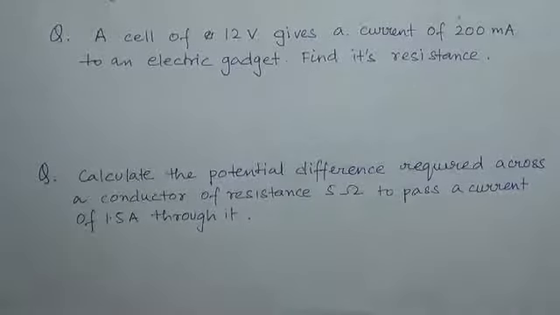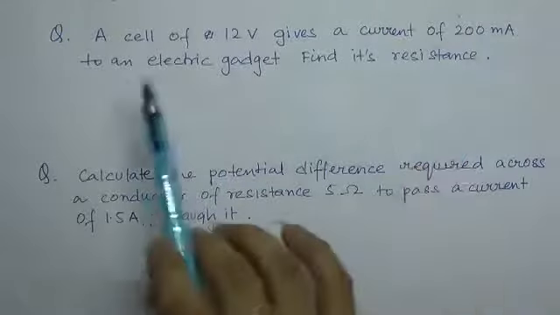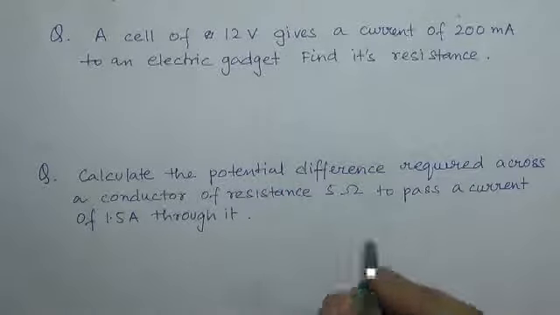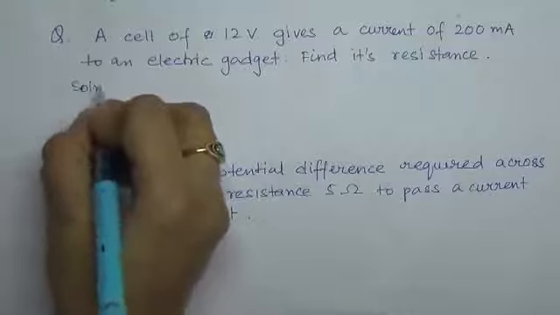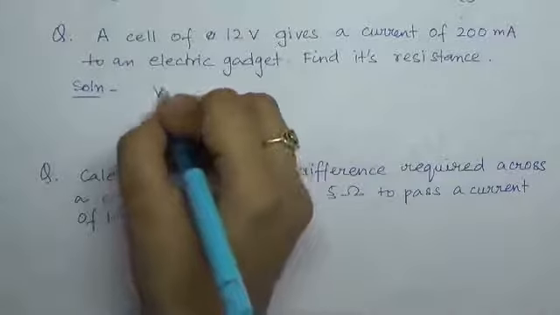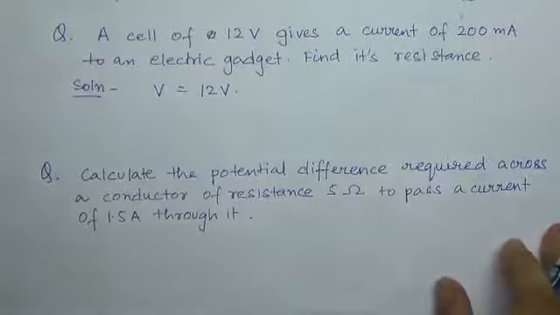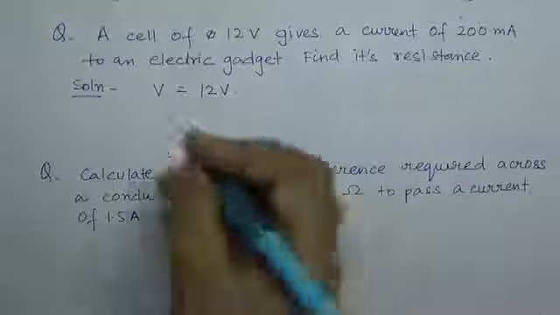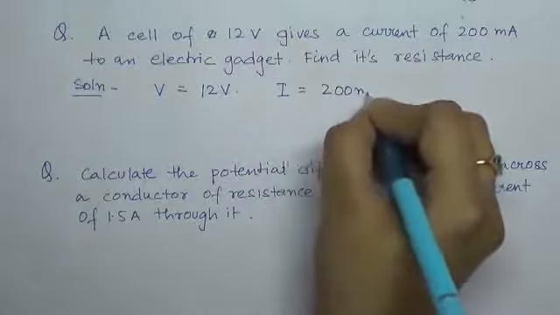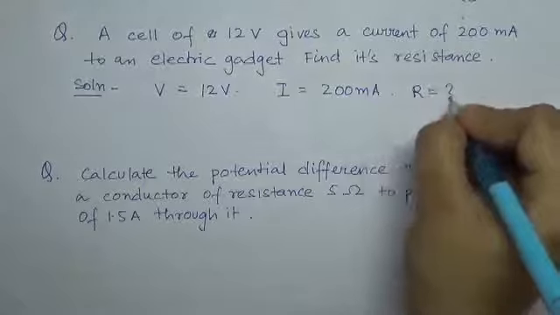In our next question, we have a cell of 12 volt that gives a current of 200 milliampere to an electric gadget. We have to find its resistance. To do any sum in physics, first you write down all the data given to you. What are the data given here? A cell of 12 volt. That means the potential difference of the cell, V, is 12 volt. It gives a current of 200 milliampere, that means I is equal to 200 milliampere. And we need to find its resistance, R.